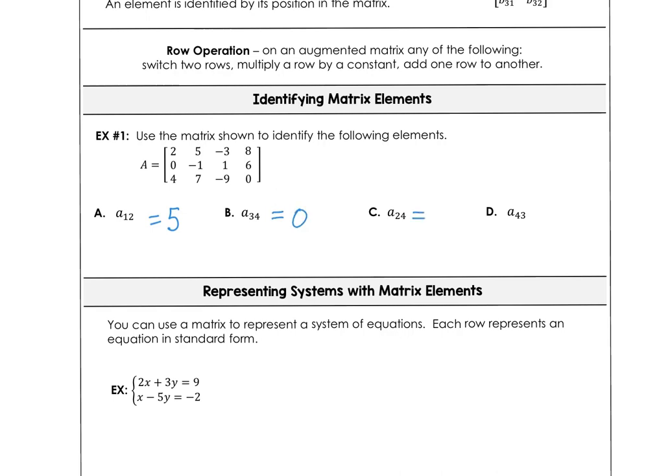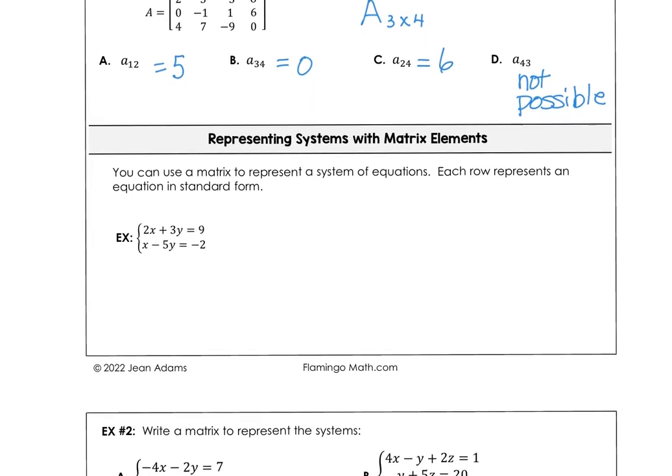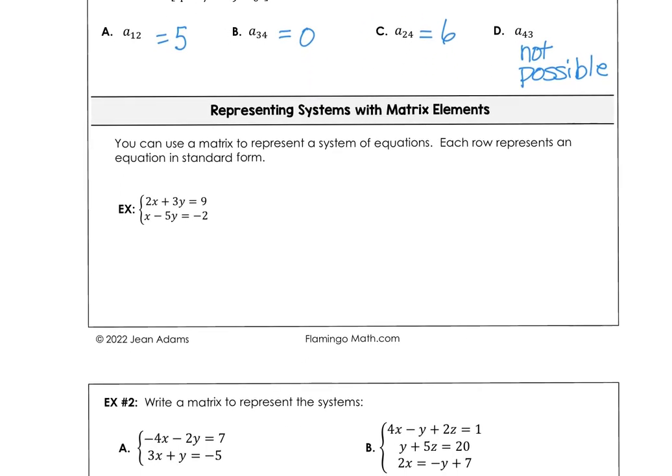A sub 24 is row 2, column 4, that would be 6. And A sub 43 would be row 4, column 3. So this one is not possible because the notation is indicating that we have 4 rows, and this matrix is a 3-row, 4-column matrix. We can also use a matrix to represent a system of equations.